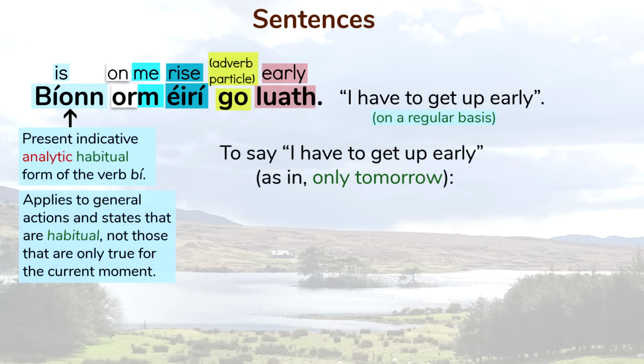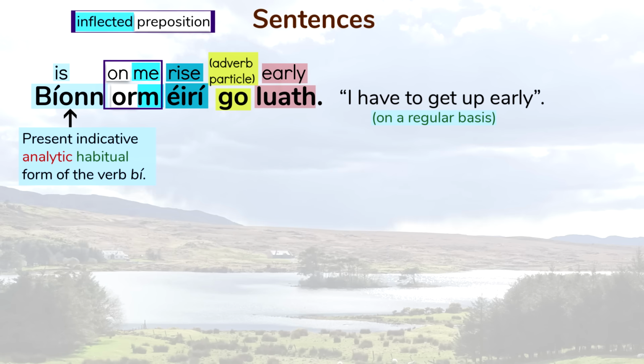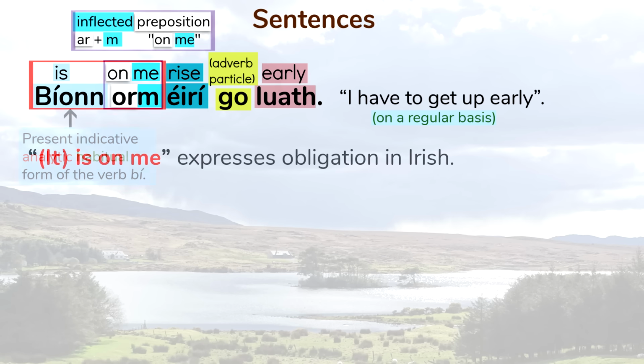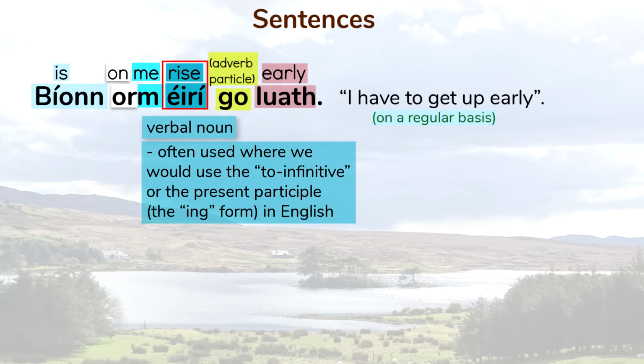To say I have to get up early, as in only tomorrow, it would be Tá orm éirí go luath. This is also a present tense form of the verb be, but is not habitual. Next, we see another inflected preposition, orm, which means on me. So saying it is on me expresses obligation in Irish. Next, we have a verb meaning to rise. This form is a verbal noun, which is often used where we would use the to infinitive in English, and where the present participle, the ing form, is used in English.